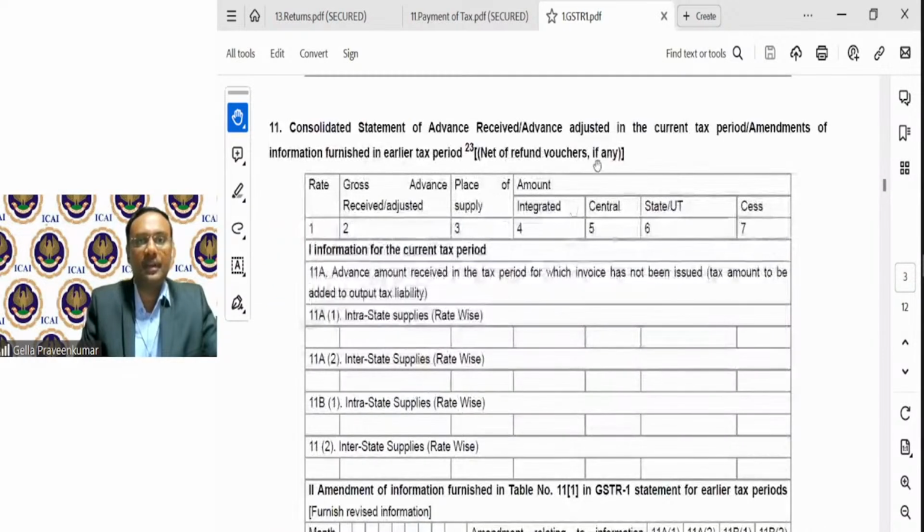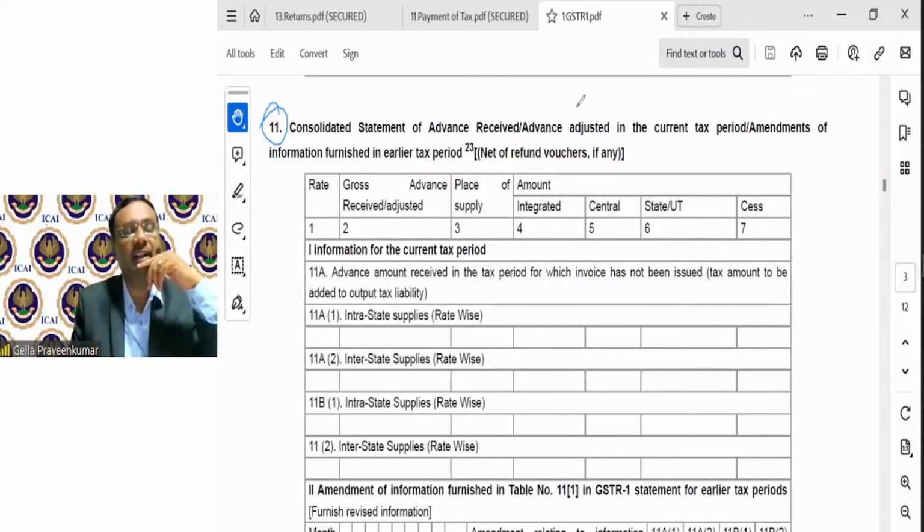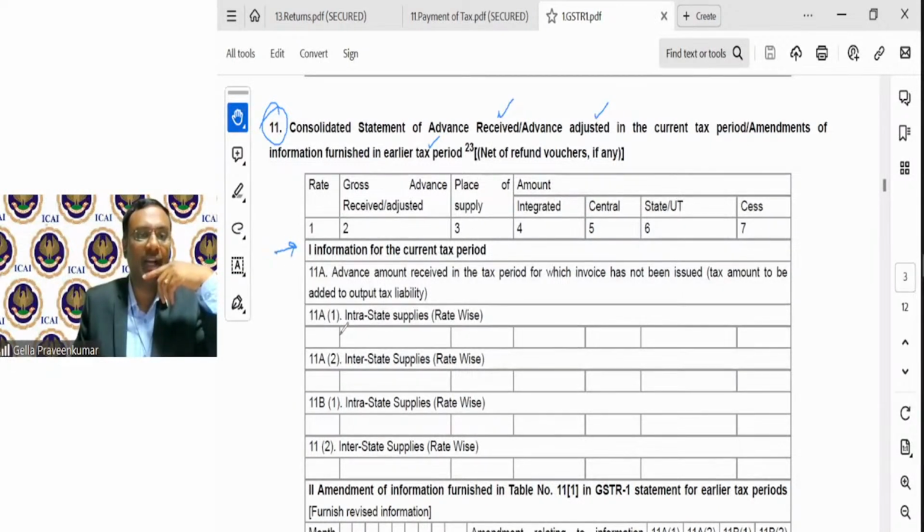Moving further, table number 11. Now, this is the most important aspect where reconciliation is dealt, where you as a chartered accountant are sought for reconciliation. Consolidated statement of advance received, advance adjusted in the current tax period, amendment of information in relation to earlier tax period, net of refund voucher if any. I show the advances received. I make amendment of advances pertaining to the previous period. I also make adjustment of tax advances.